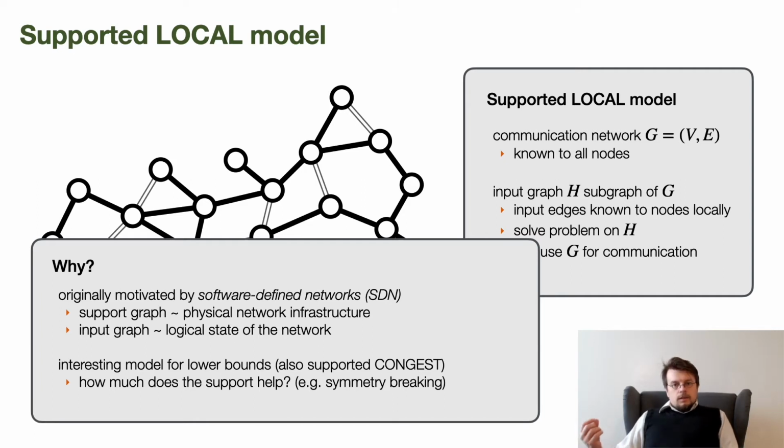However, it turns out that this is an interesting model also for lower bounds in supported local and also in supported congest. A natural question here, from a theoretical perspective, is how much this knowledge of the communication graph G, i.e. the support graph, helps in solving various problems. It's known, for instance, that symmetry breaking can be done in constant rounds using the support. You can just color the support graph beforehand.